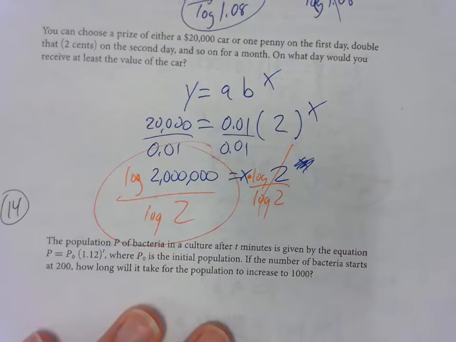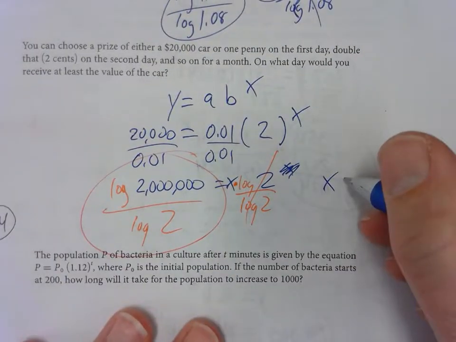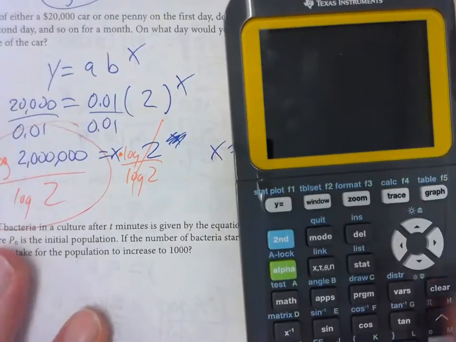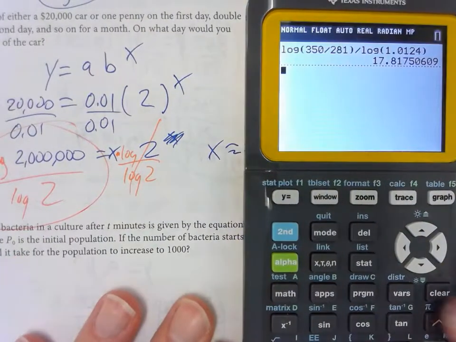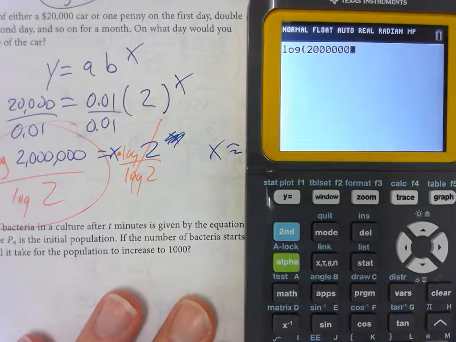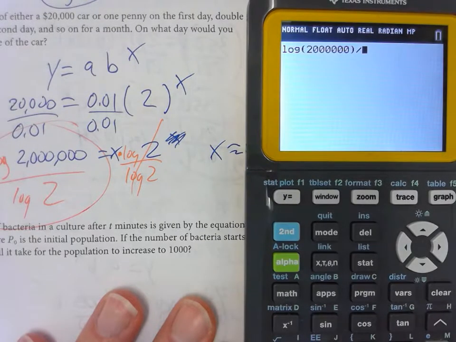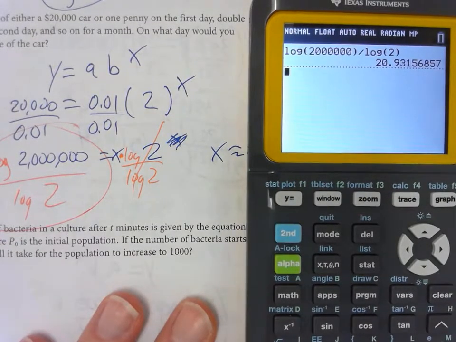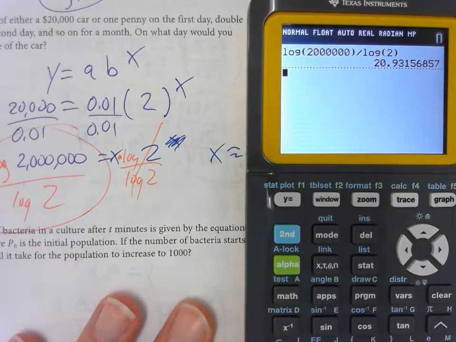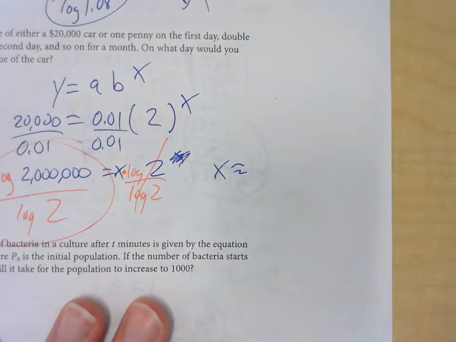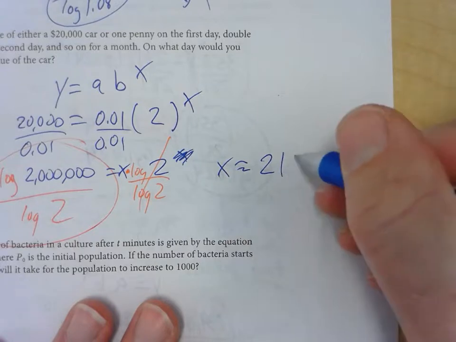And that would be, type that in the calculator, x is approximately equal to, and I'll type a few into the calculator. So we get log of 2 million divided by log 2. So it's days, how many days? So 20.9 days, so basically 21 days.